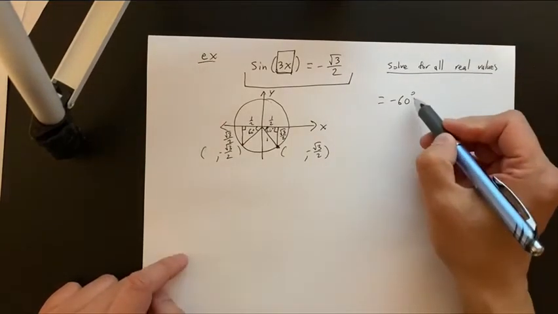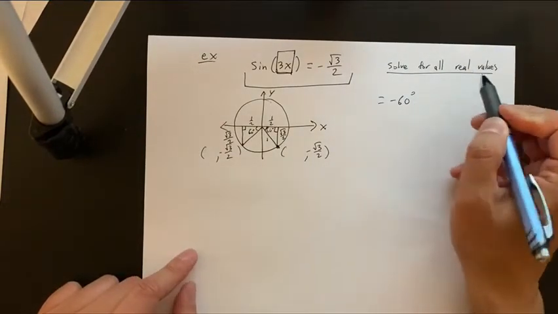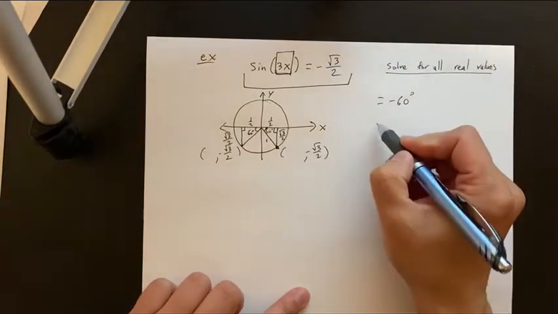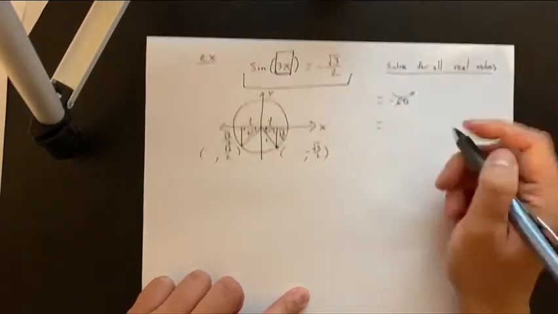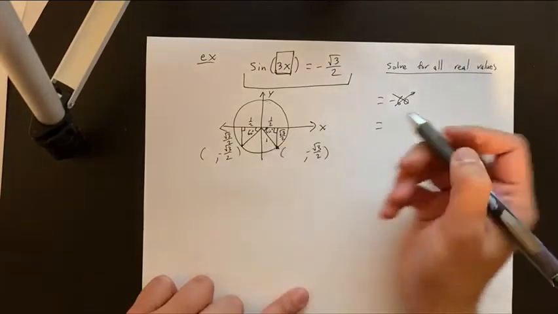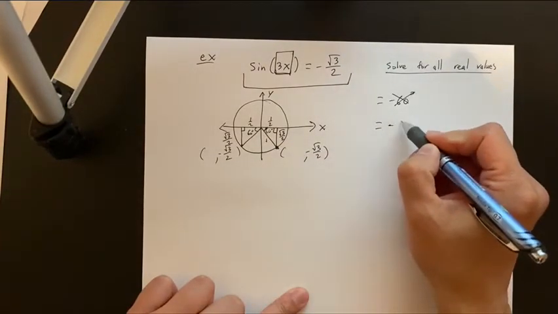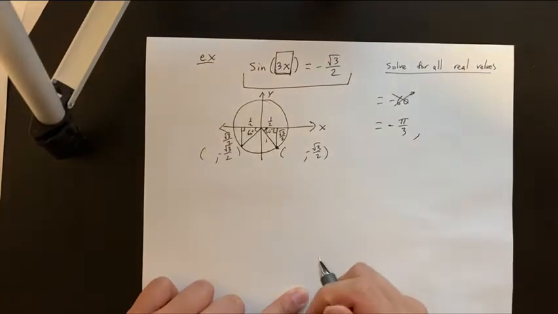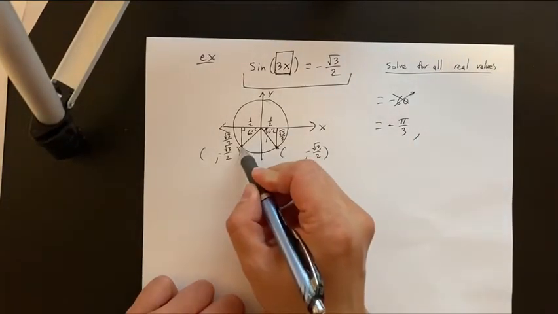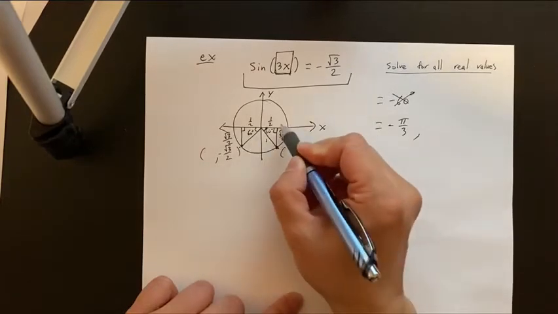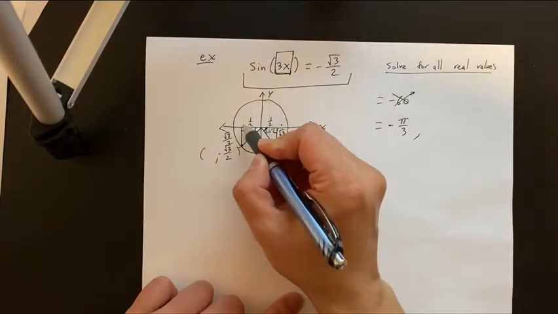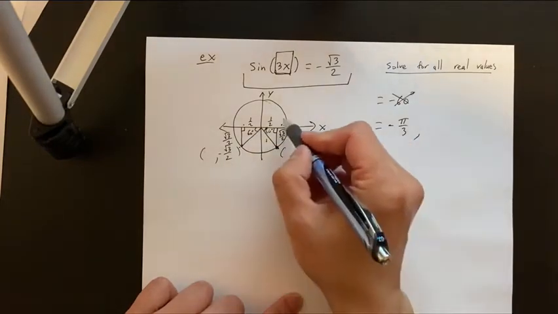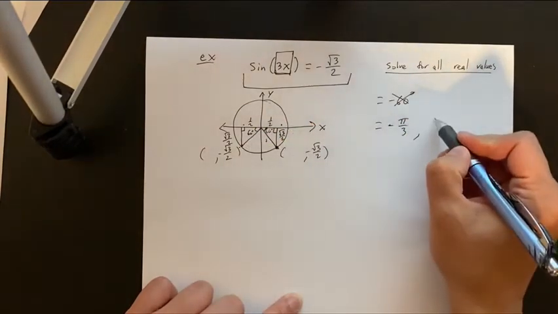Well, that wouldn't be correct because I'm looking for real values, which means I'm looking for radian values as my solution. So what's negative 60 in radians? That's negative pi over 3. How do I get this other position? That's pi with another pi over 3. So that's going to be 4 pi over 3.